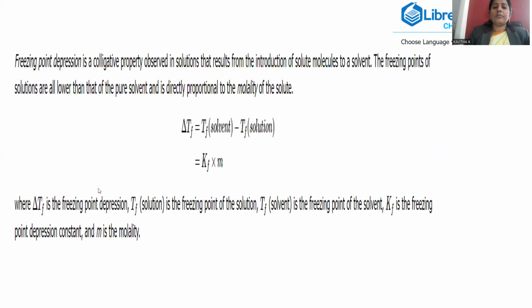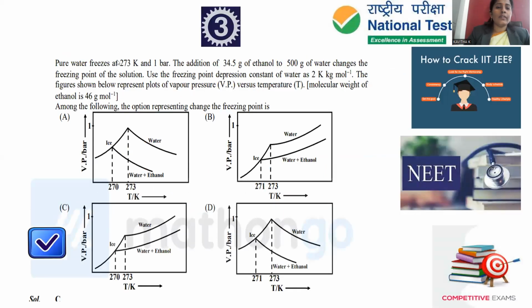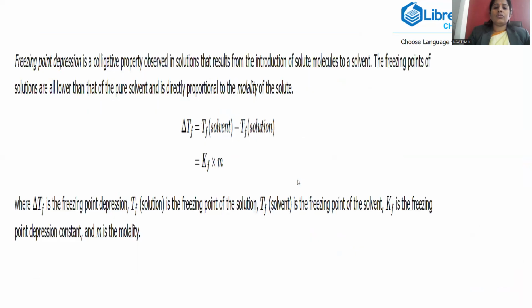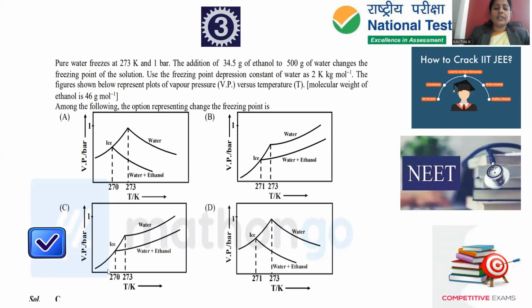Here one of the temperatures you already know, that is 273 Kelvin. If one of the values is 273, and this delta Tf value is 3, then 273 minus 3, the leftover value is 270, right? So 270 is one of the temperatures and 273 is another temperature. At 270 Kelvin, less than 273, you can notice the ice. At 273 you can notice the water. So this is the way the calculation is carried out.